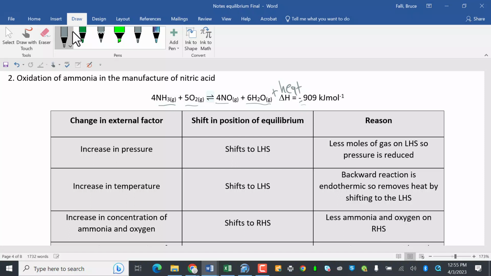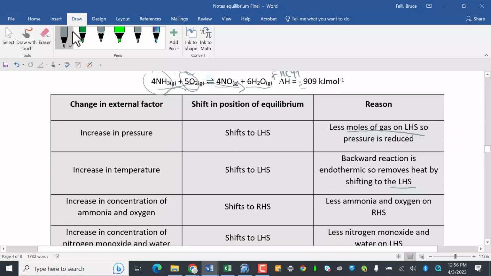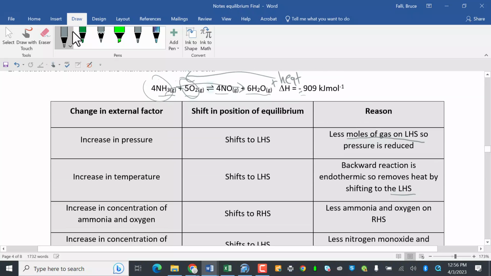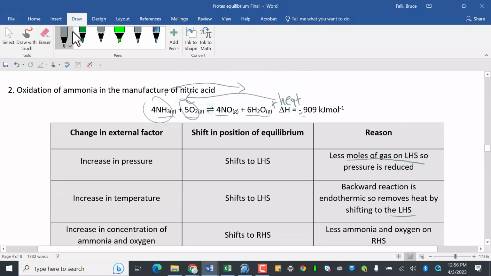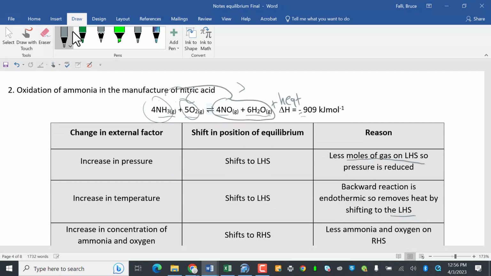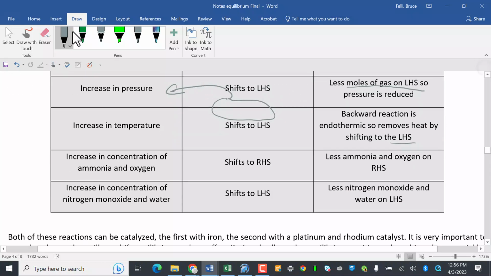Increase the pressure. What am I looking at? Moles of gas. Increase temperature: away from heat, so left-hand side. Increase ammonia and oxygen. You can do them one at a time too. It'll shift to the right-hand side. Increase concentration of nitrogen monoxide and water. If I'm adding stuff on the right, it's shifting away, so it shifts to the left-hand side.